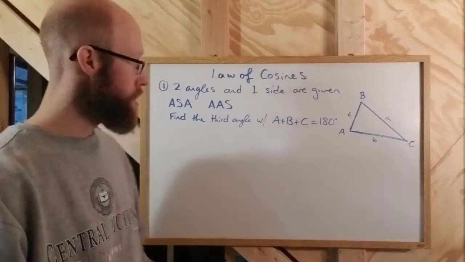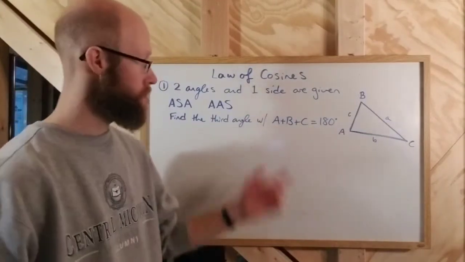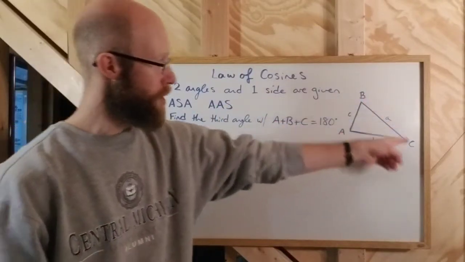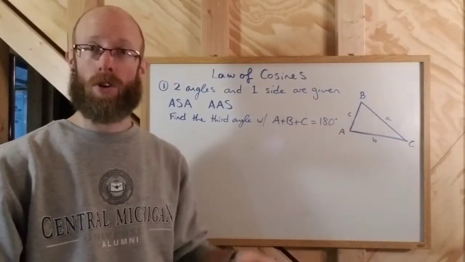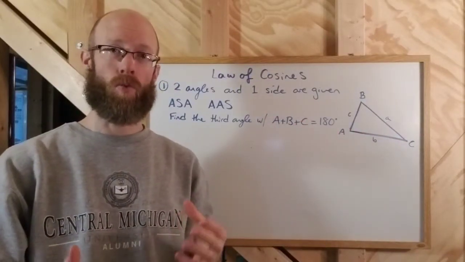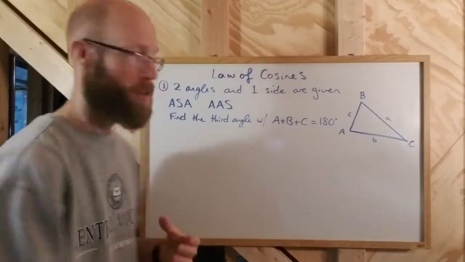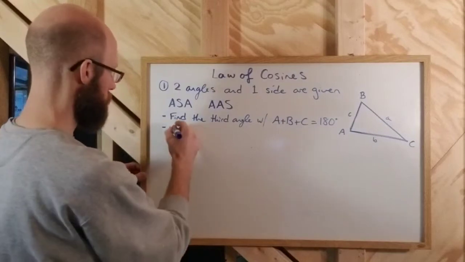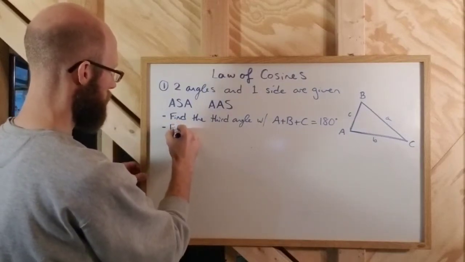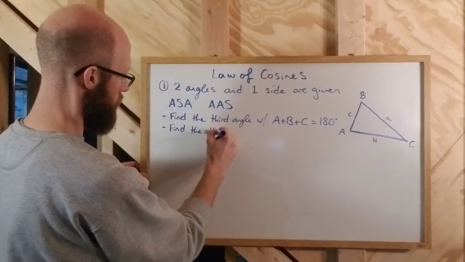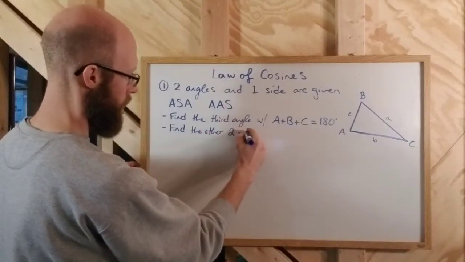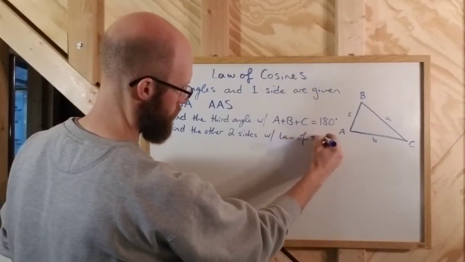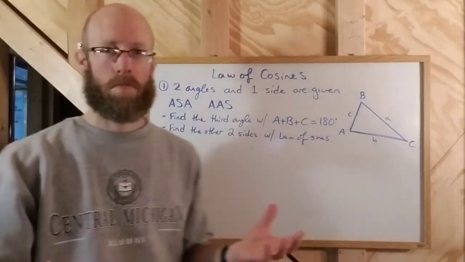Well, those two sides can be found using the law of sines, because as soon as you have all three angles and one of the sides, you'll have enough information to fill in one of the ratios in the law of sines. At least one of the ratios, for sure. So find the other two sides with the law of sines. Then you're done.